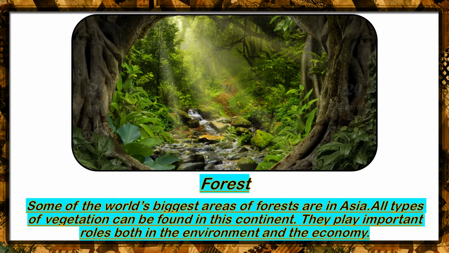Next class is forest. Some of the world's biggest areas of forest are in Asia. All types of vegetation can be found in these continents because again, we have the complete climate that exists in the world, which are polar climate, temperate climate, and tropical climate. They play important roles both in the environment and the economy.